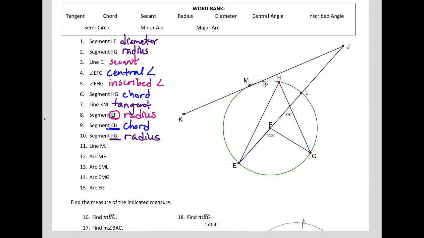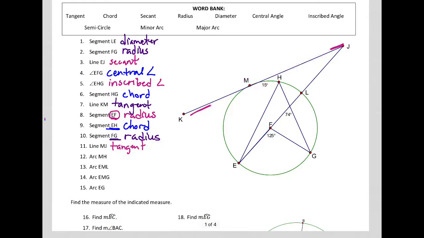So then we have line MJ. So if we highlight M to J, that's here, but notice that it's a line, so it continues on and it just grazes the circle at point M, so that is a tangent. Again, it's just another way to name that same tangent.